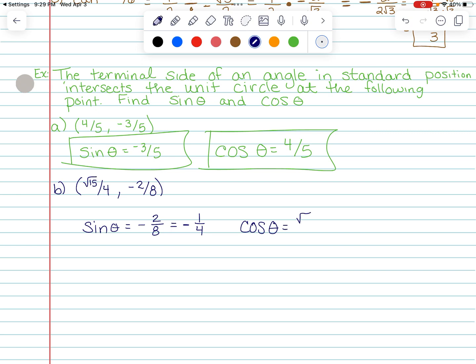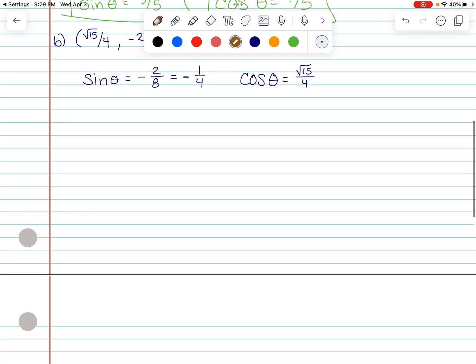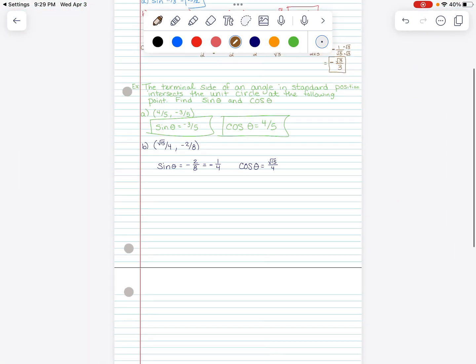Cosine's the x value. X value is square root of 15/4. Can we leave something as square root of 15/4? Well, 15 doesn't divide by any perfect squares, but it's in the top of the fraction, so we're good. So far, I hope we're doing okay. There's more that we have to talk about today.